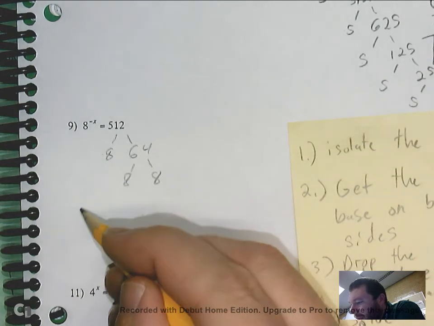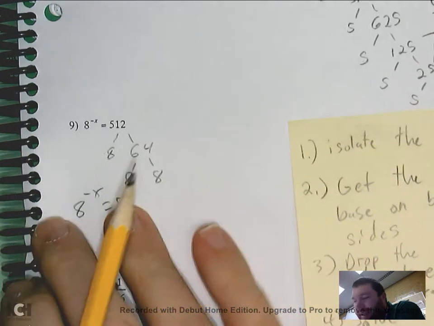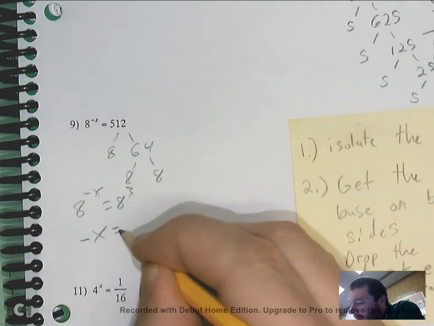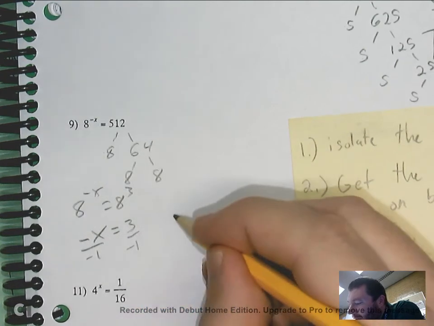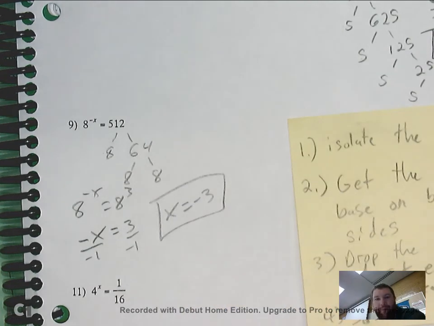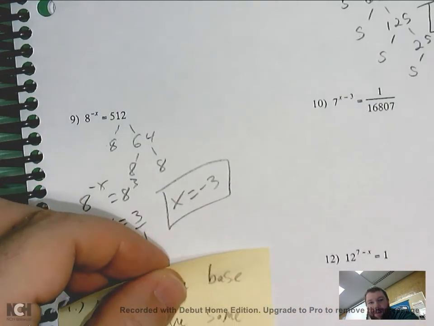So that gives me 8 to the negative x is equal to 8 to the 3rd. Have the same base. Going to drop the bases, set the exponents equal to each other. Get negative x is equal to 3. Get rid of that negative by dividing by negative 1. And x is going to equal negative 3. Okay. Not too bad so far, right? Last one for this video.